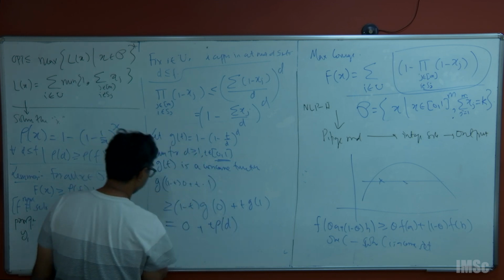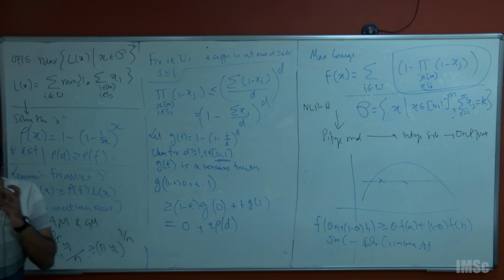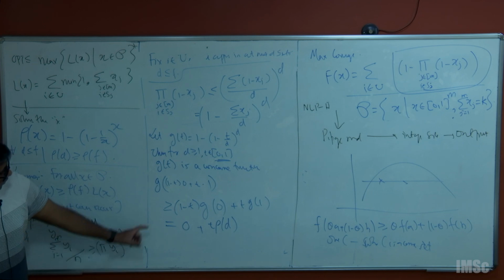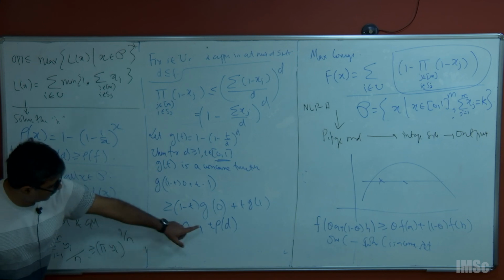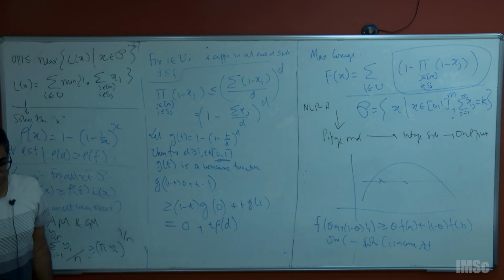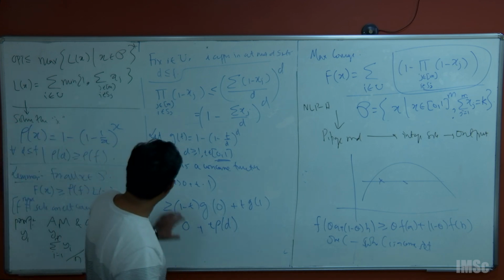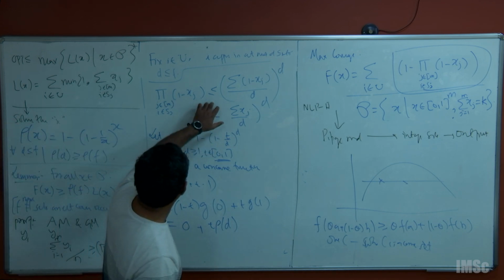Is that fine? So, g of t is at least t times rho of t. Is that fine? Okay. Now, I would like to substitute this in one of these inequalities.